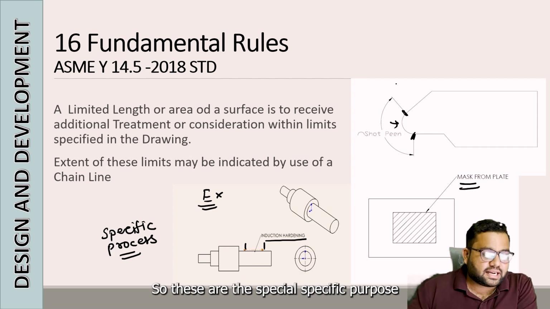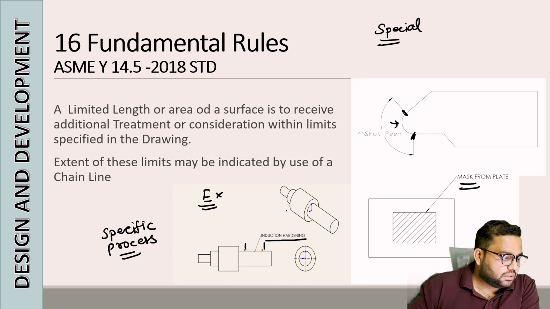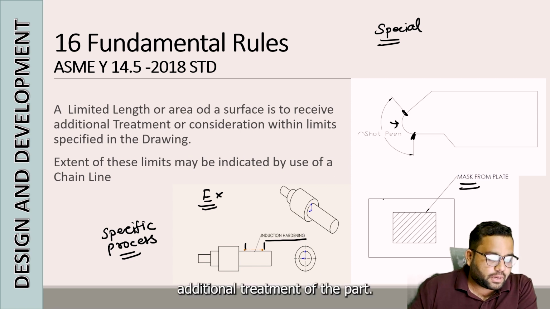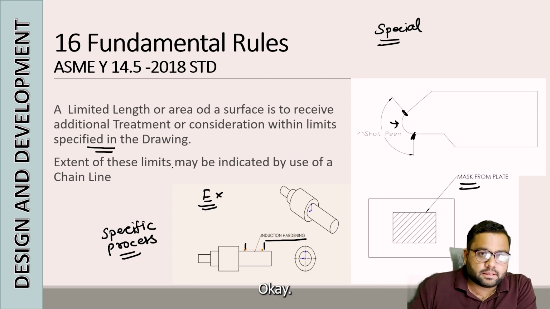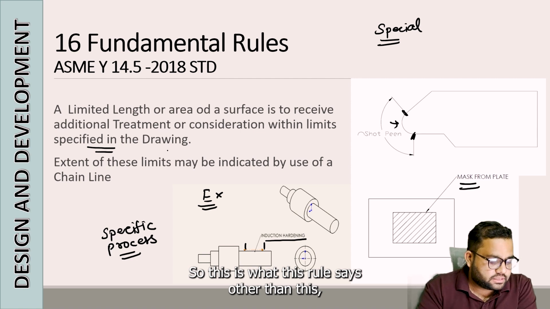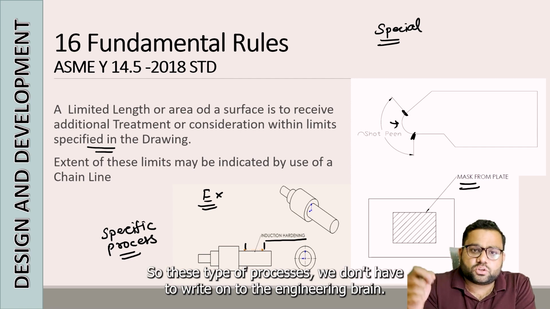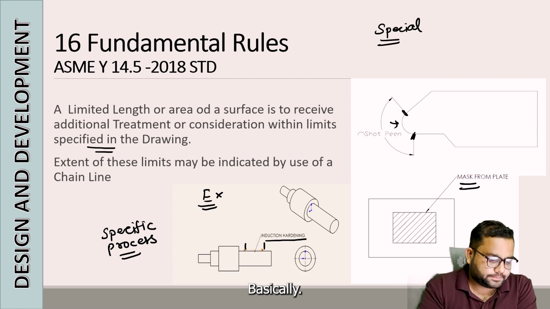So these are the specific special cases for the additional treatment of the part. These we can specify on the engineering drawing. So this is what this rule says. Other than this, processes like drilling, reaming, wire cut, punching, these types of processes we don't have to write on the engineering drawing.